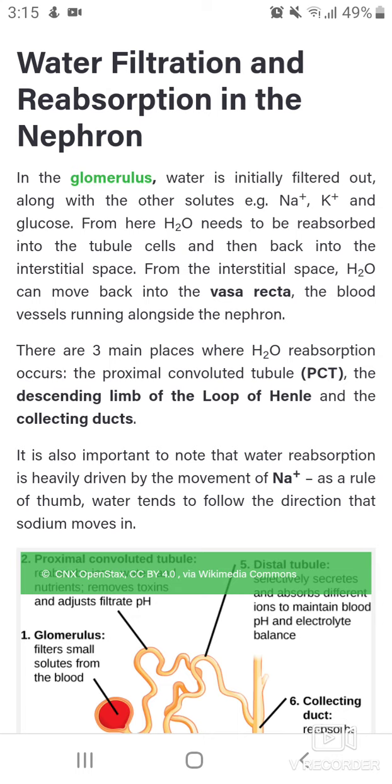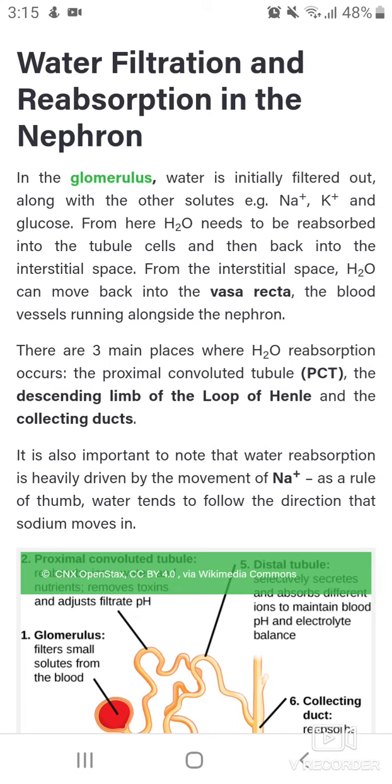In the glomerulus, water is initially filtered out along with other solutes, for example sodium, potassium and glucose. From here H2O needs to be reabsorbed into the tubule cells and then back into the interstitial space. From this interstitial space, water can move back into the vasa recta, the blood vessels running alongside the nephron.